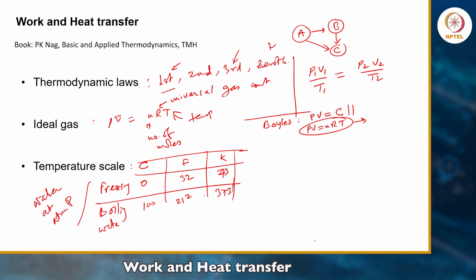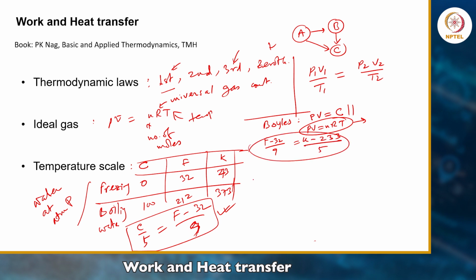C to K conversion is very easy, just add 273. So C plus 273 is your Kelvin. But the C to Fahrenheit formula is C by 5 equals F minus 32 by 9. If you know a temperature in Fahrenheit and want Kelvin, simply convert to Celsius, then add 273. That is the easiest process. Directly, we can also write F minus 32 by 9 equals K minus 273 by 5.